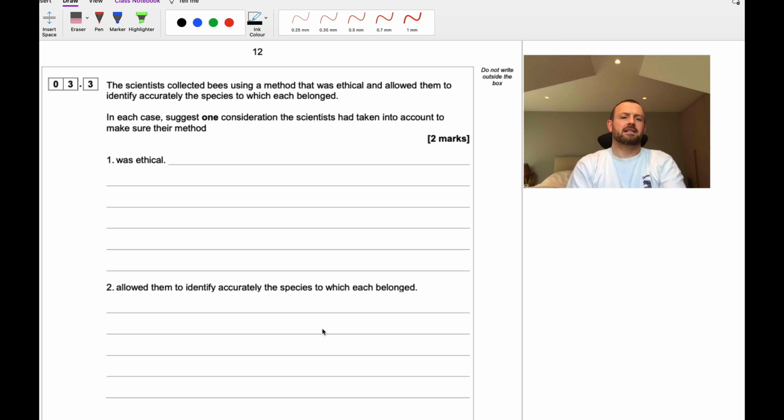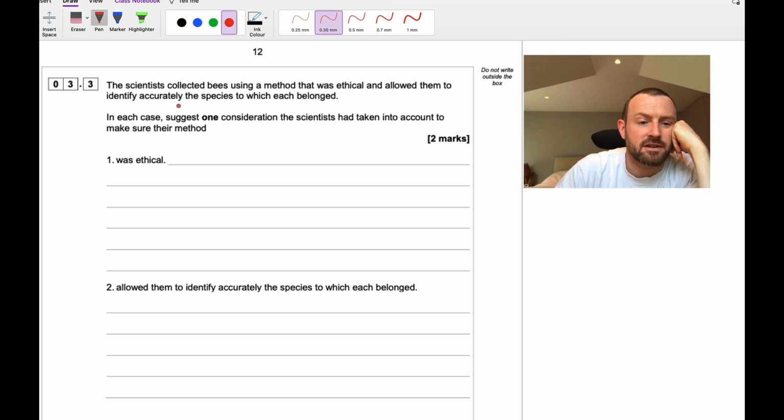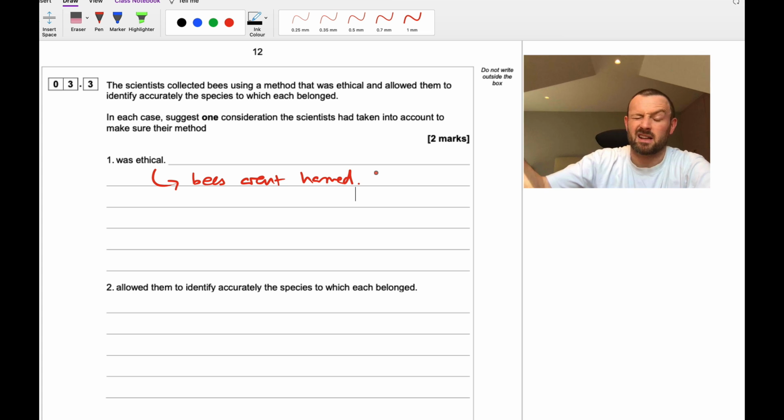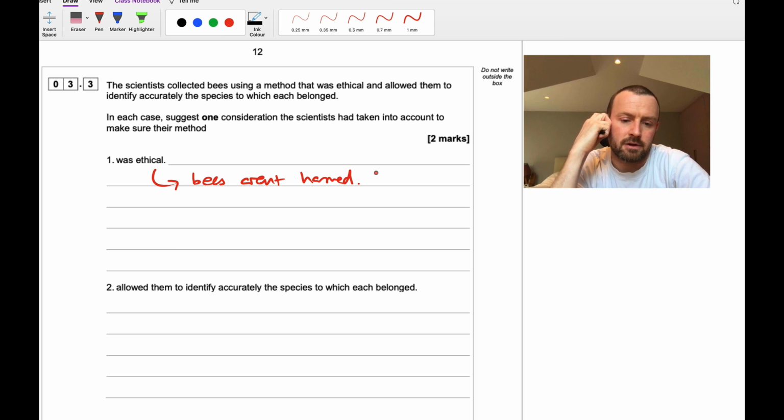3.3. The scientists collected bees using a method that was ethical and allowed them to identify accurately the species to which each belonged. In each case, suggest one consideration the scientists had taken into account to make sure their method was ethical. Okay, so ethical bees, so basically the bees aren't harmed, or something like that, and are returned alive back into the environment. That's ethical. You're not mistreating the living things. 2, allow them to identify accurately the species to which each belonged. I presume this would be something like use an identification key. You can get these charts of different bee types.